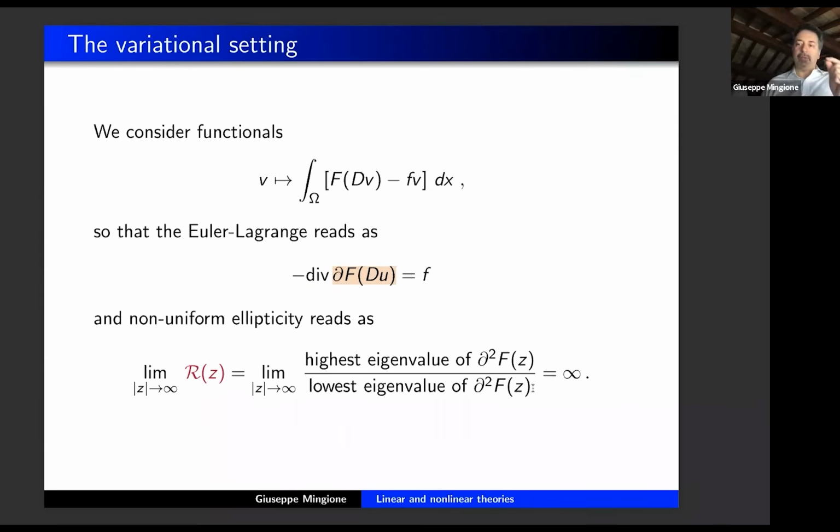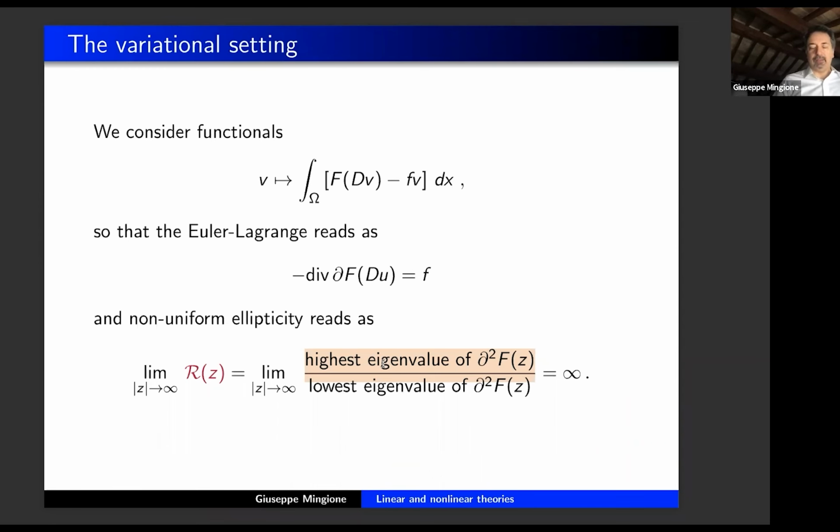Okay, the ellipticity ratio that I call R(z) in non-uniformly elliptic problems goes to plus infinity when the gradient goes to plus infinity. So there's a competition, because you would like to know that the gradient is bounded, but in order to prove that the gradient is bounded, you need that this quantity is bounded, but on the other hand, this is going to plus infinity when the gradient tends to be unbounded. And this is the main difficulty in so-called non-uniformly elliptic equations.